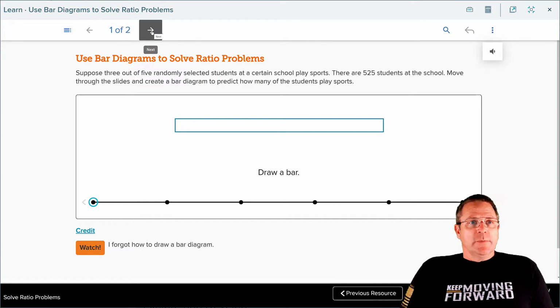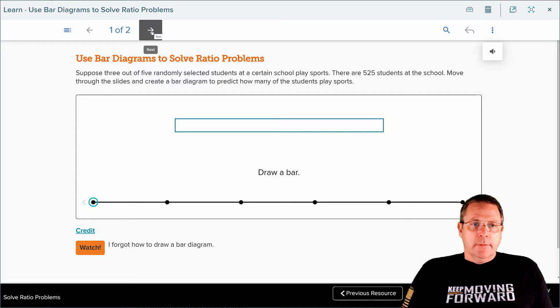Resource number 2 is about using bar diagrams to solve ratio problems. Suppose 3 out of 5 randomly selected students at a certain school play sports. There are 525 students at the school. Move through the slides to create a bar diagram to predict how many students play sports. To do this, I'm going to show you a video that they have created on doing exactly what we're talking about.